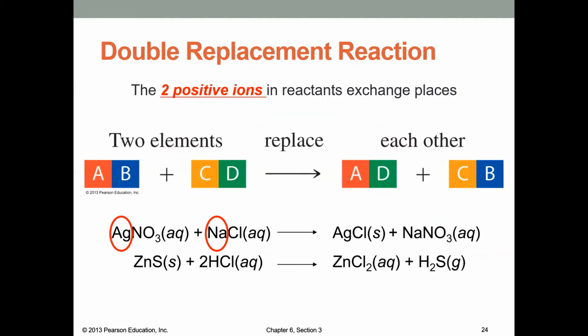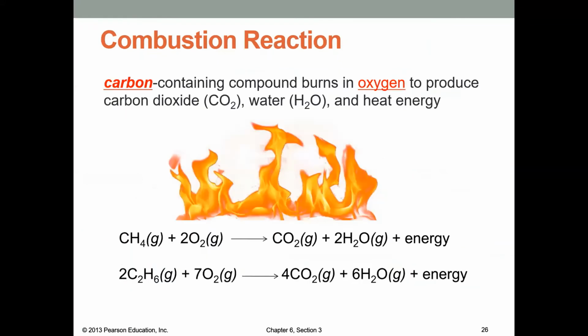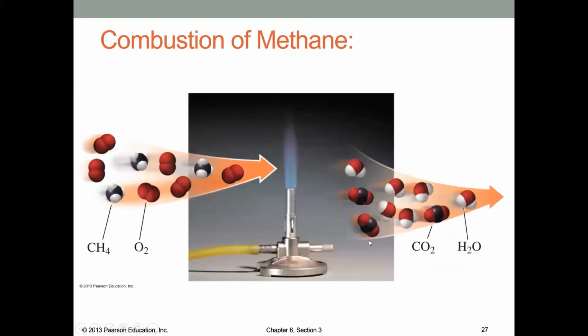In a double replacement, this is a cation switch. The two positive ions are exchanging places. So in this one, Ag and Na are going to switch spots. So instead of silver nitrate and sodium chloride, I'm going to result in silver chloride and sodium nitrate. So those are a double replacement reaction. And then a combustion is any carbon-containing compound, adding in oxygen and then producing carbon dioxide and water and some form of energy. So this would be the combustion of methane as an example of that.